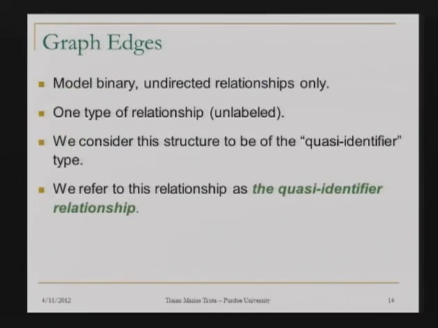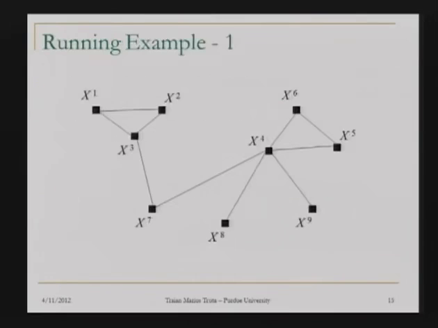Graph edges, I already mentioned, are undirected relationship only. It's just one type of relationship, so we have just a relationship such as friends, but not different relationships. This graph edge structure, we consider it to be a quasi-identifier type, which means it can be known by an attacker from other sources. So it's similar to gender or to age. And we refer to this relationship as the quasi-identifier relationship in the future. Now, the easiest way to explain our model is through examples, and I will focus on examples, and the definitions I will usually skim over them in the next few slides.